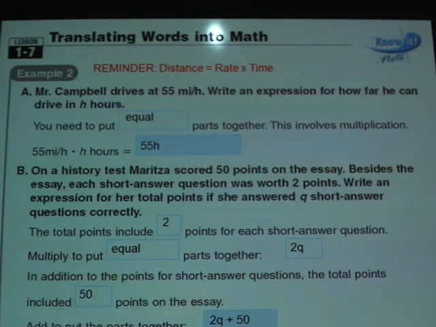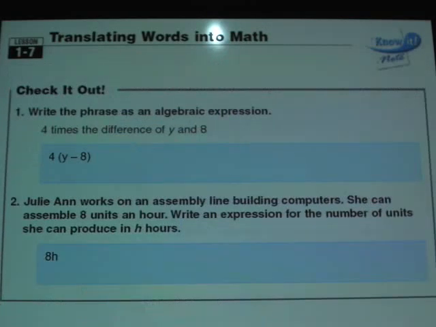We'll continue on here. And we'll continue on with the concluding examples in the check it out section here. We're supposed to, in number 1, write the phrase as an algebraic expression. 4 times the difference of y and 8.